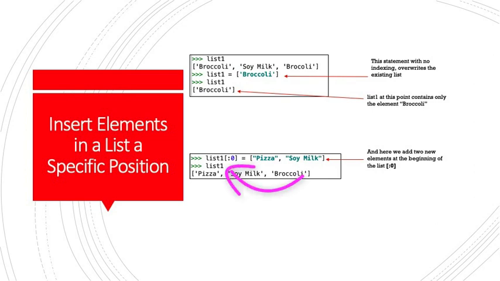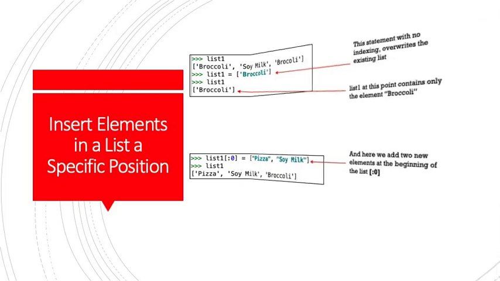list1[:0] = pizza and soy milk. When we have the colon 0, this is instructing Python to insert these elements at the very beginning of the list. So we have now pizza, soy milk, and then broccoli. Okay, so remember that colon 0 inserts at the very beginning of a list.